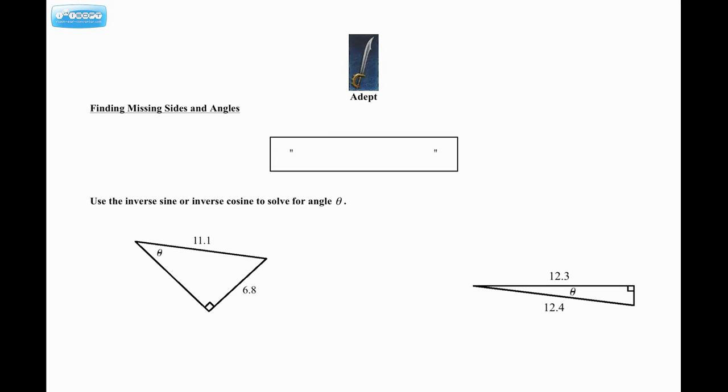Chapter 3, Section 2, moving on to the Adept level, finding missing sides and angles. In this box here with the quotes, this is just to refresh our memories on how to set up the ratios and which side goes with which one. So it's SOHCAHTOA: sine, cos, tan.